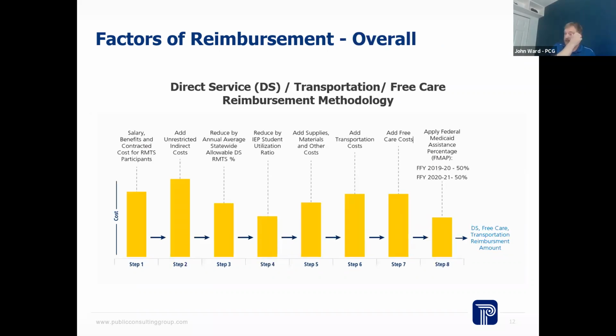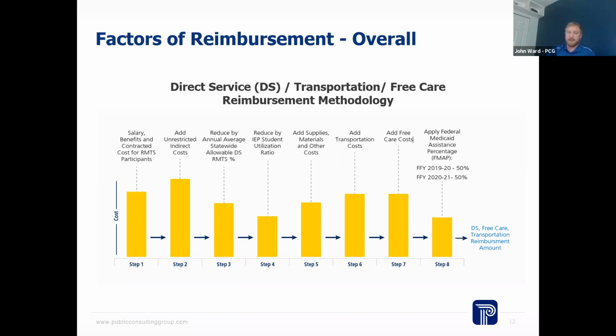And this slide is kind of just putting everything together from the last three slides. Steps 1 through 5 are coming from that direct service slide. That will get you to your direct medical allowable costs. Step 6 is bringing in that transportation Medicaid allowable costs. Same thing with step 7. So that's really just adding together the Medicaid allowable costs from the 3 different areas.